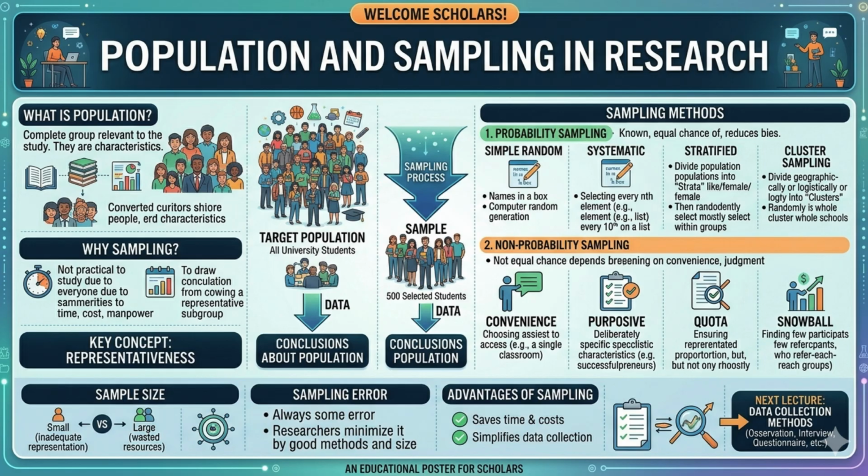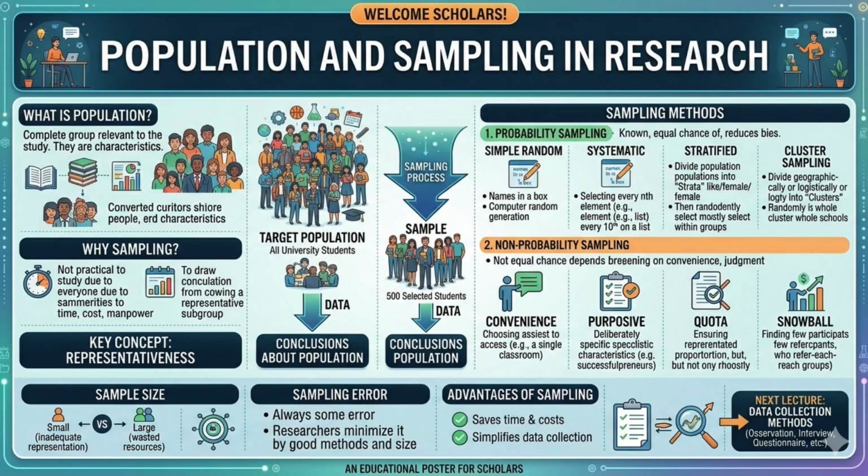A sample that is too small may not represent the population adequately, while an unnecessarily large sample may waste resources. The ideal sample size depends on factors such as population size, research design, variability of data, and the level of precision required. It is important to understand that sampling always involves some degree of error because conclusions are being drawn from a subset rather than the entire population. This is known as sampling error. Researchers attempt to minimize sampling error by selecting representative samples and using appropriate sampling techniques.